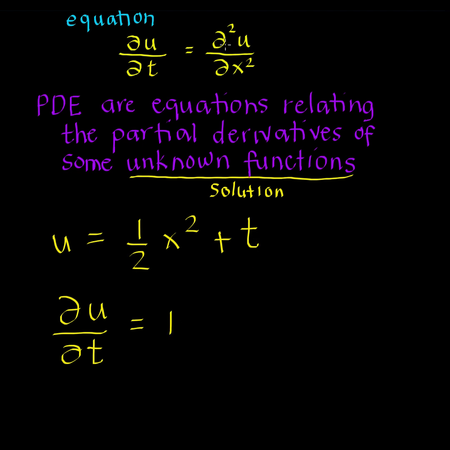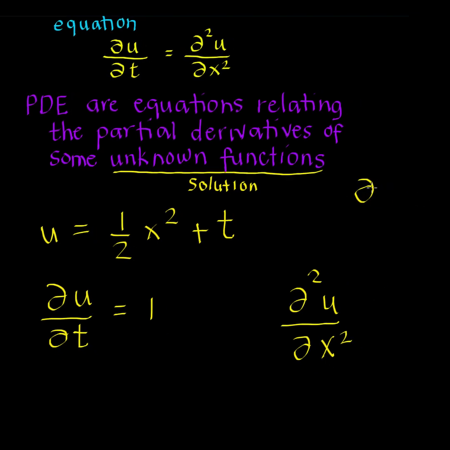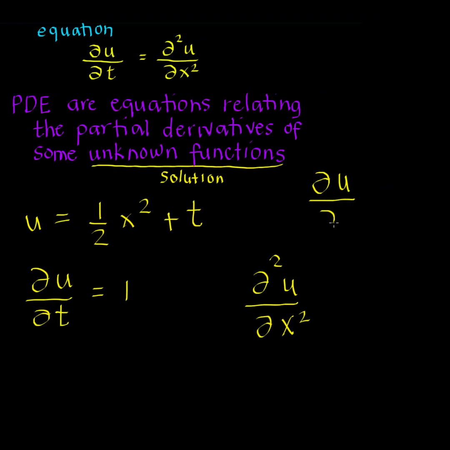Then we need to find the second partial derivative of u with respect to x. But before we can get there, we need first the first partial derivative of u with respect to x. So that means we are going to differentiate this by taking all the other variables as constant and only differentiating with respect to the variable x. That means the first derivative of this would be 2 times 1/2 x, which is equal to x, and the derivative of t is 0. The derivative of this derivative is the second partial derivative of u with respect to x, and that is equal to 1.